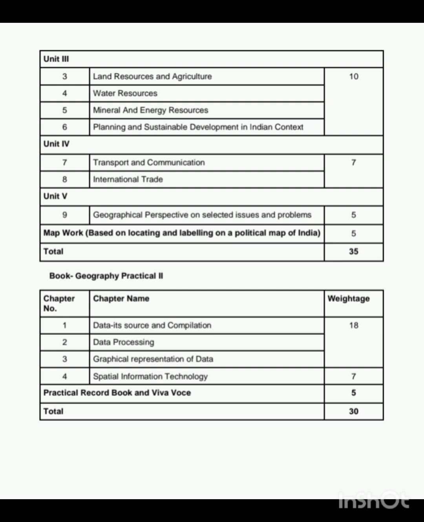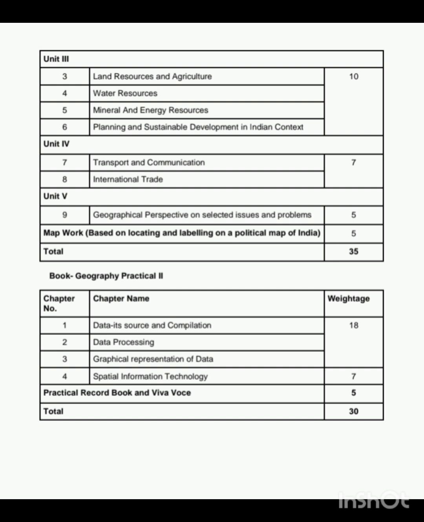Because in both books, unit 3 consists of more marks as compared to the other units. When you look at India, People and Economy, in the third unit the chapters are land resources and agriculture, water resources, mineral and energy resources, and planning and sustainable development in the Indian context. So these 4 chapters you need to be fully prepared in the second book.